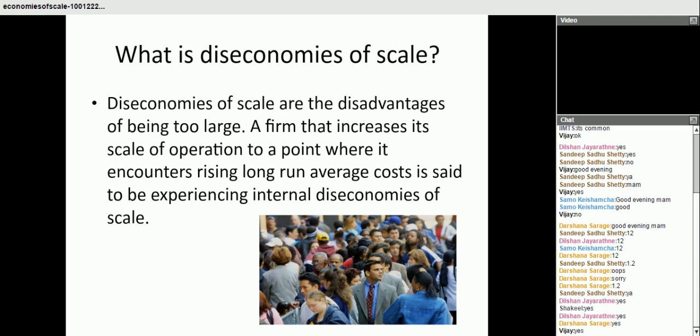It is the reverse. When the firm increases its output or its scale of operation, it is getting into a situation of diseconomies of scale. Its average cost is going up instead of going down. That is diseconomies.